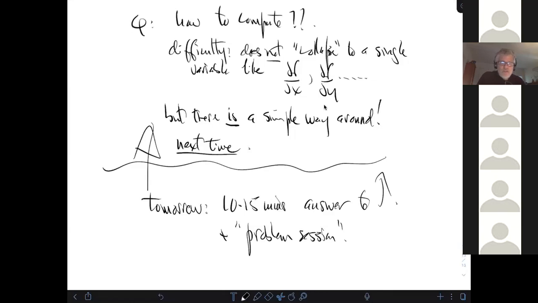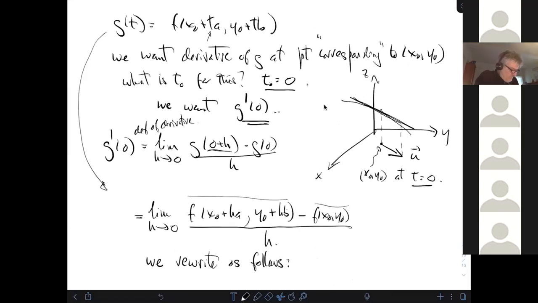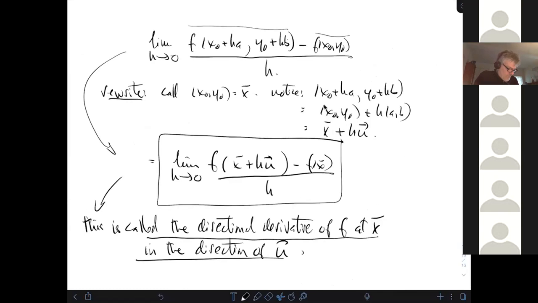Could you just go up one screen so I can see what you wrote? Thanks. No, that's two screens. Yeah, thanks.